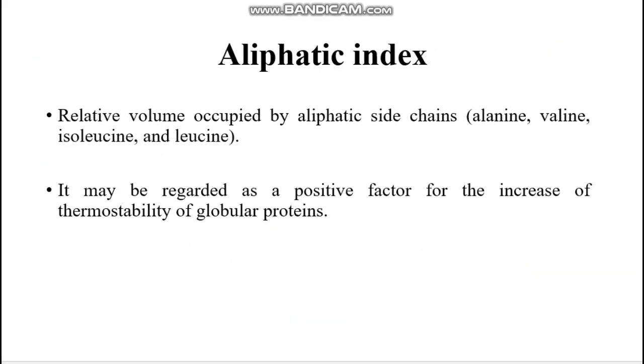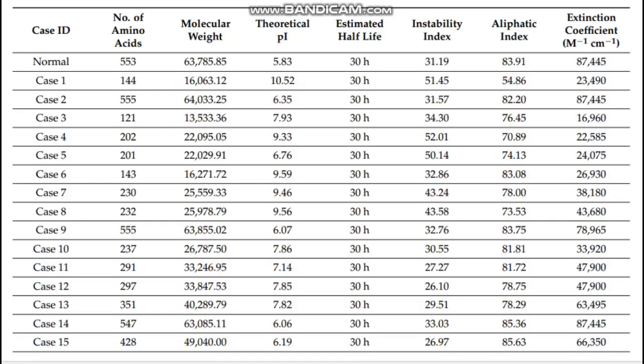The next parameter which you have computed through ProtParam is aliphatic index, and it shows the relative volume occupied by the aliphatic side chains, contributed by amino acids like alanine, valine, isoleucine, and leucine. It may be regarded as a positive factor for the increase of thermostability of globular proteins. Here you can see in aliphatic index that our normal protein has the highest value, which is 83.91, and it is showing that it is very much thermally stable.